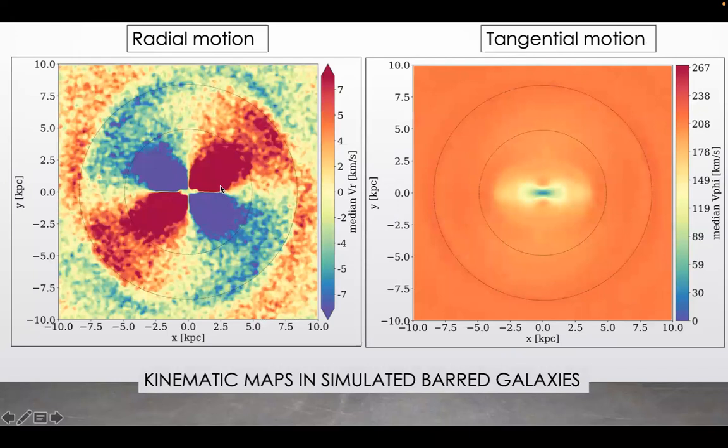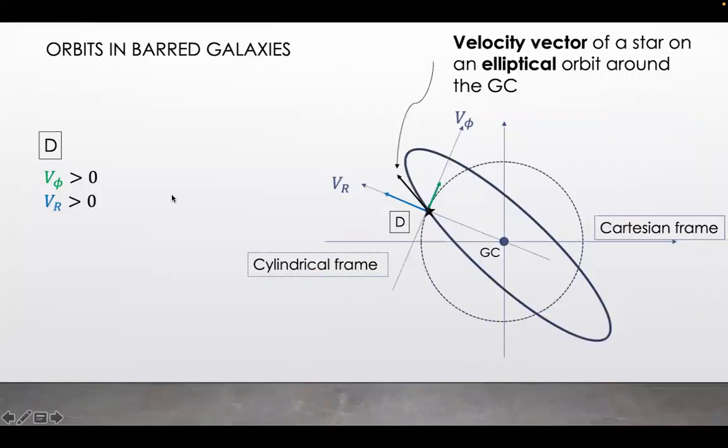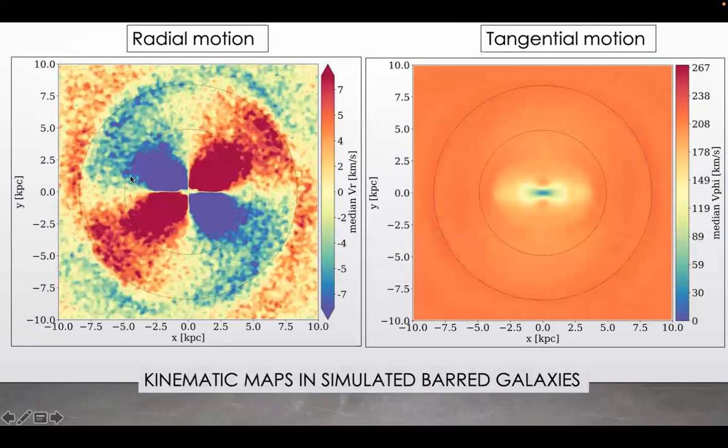Here the bar is along the major axis, and this is a test particle simulation of a barred galaxy. At each given position in the XY plane, I have the velocity vector and I decompose it in cylindrical coordinates. In the plot on the left, I map the radial component, and in the map on the right, I map the tangential component. So from this exercise, you can see that we can expect a change of sign along the major axis and then along the minor axis. And this is what we get here.